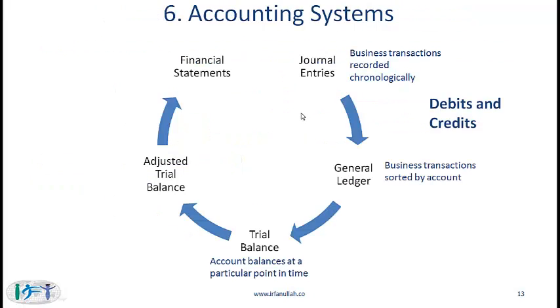Here is a really basic accounting system. Step 1 is to record journal entries. Here the business transactions are recorded chronologically, and we have seen this earlier. We talked about a situation where John capitalized his business, so that was on 1st January, where equity went up and cash went up. Then he did some transactions on 2nd January and so on. Journal entries are entries which are made in chronological order. So the first one is recorded first, second is recorded second, and so on.